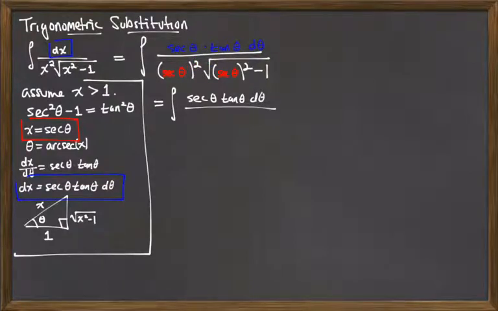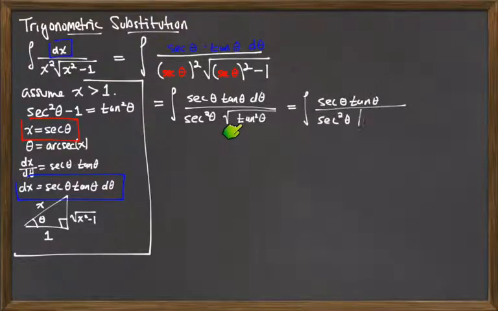So rewriting things, in the numerator I have my differential term, the secant of theta tangent of theta d theta. In the denominator I have secant squared, and then under the radical I have secant squared of theta minus 1. That will get replaced with tangent squared of theta. When I simplify the square root here, the square root of a square will be the absolute value of that expression. And so I'm careful here to note that it's the absolute value of tangent when I simplify.